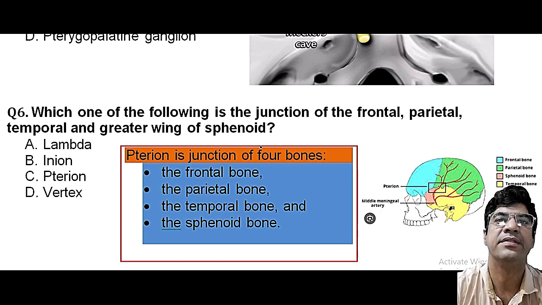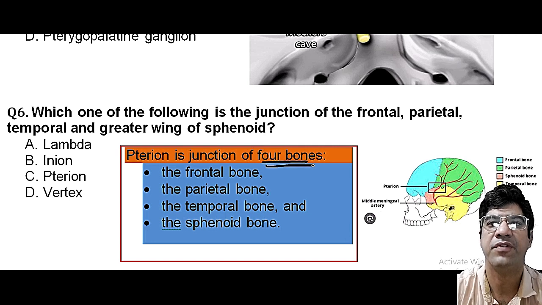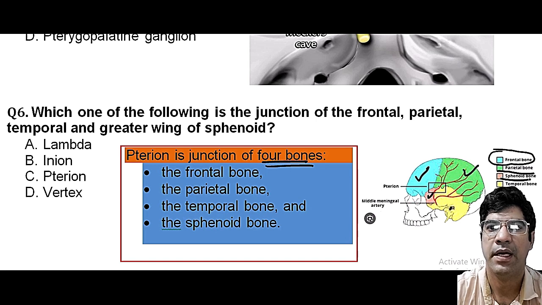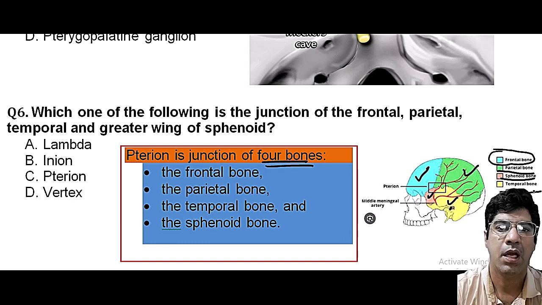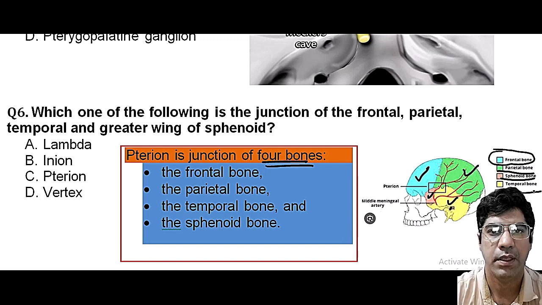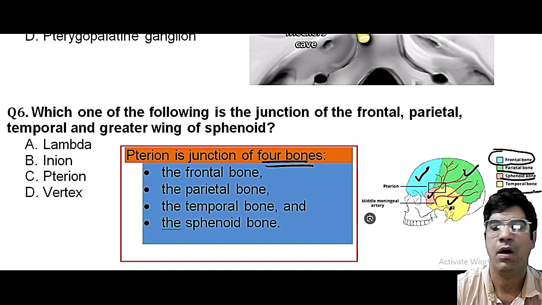So pterion, it is the junction of 4 bones. Which 4 bones? This one is the frontal bone. This one is the parietal bone. This one is the sphenoid bone. And this one is the temporal bone. So 4 bones. Remember, frontal, parietal, temporal and sphenoid bone. It's the pterion. Option B.